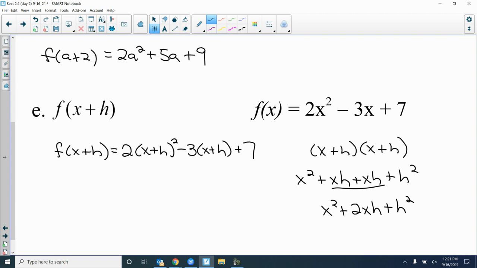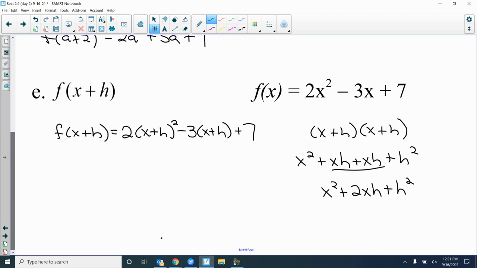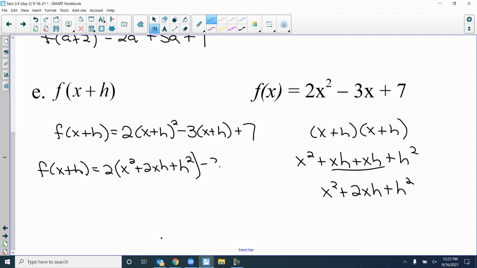You're going to have to get a middle term. The only time you don't is one's a plus and one's a minus. So we don't have that in this case. So now I'm going to go back over here. F of x plus h equals 2 times x squared plus 2xh plus h squared minus 3x minus 3h plus 7.